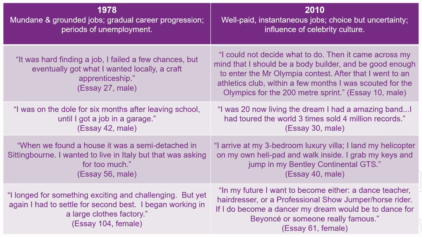The later essays, however, showed students imagining well-paid and instantaneous jobs. They were filled with choice, but also a lot of uncertainty. And Crow and his research team also noted a clear influence of celebrity culture in those essays. So for example, you have the quote at the bottom of a girl who writes, "In my future, I want to become either a dance teacher, a hairdresser, or a professional show jumper horse rider."